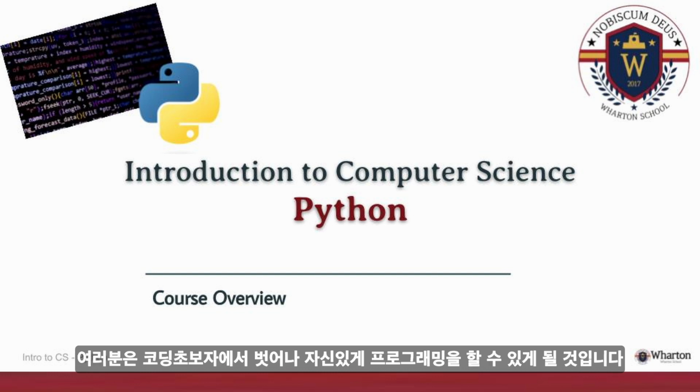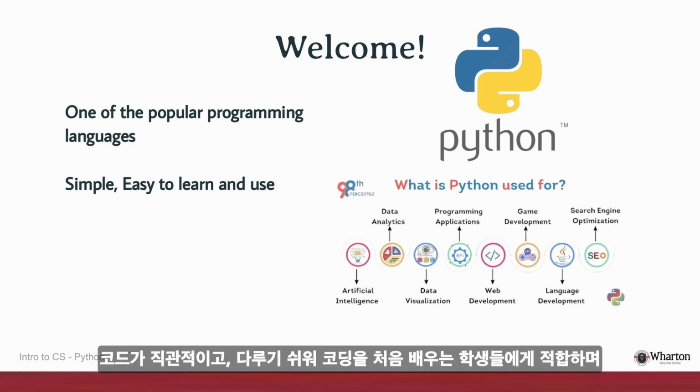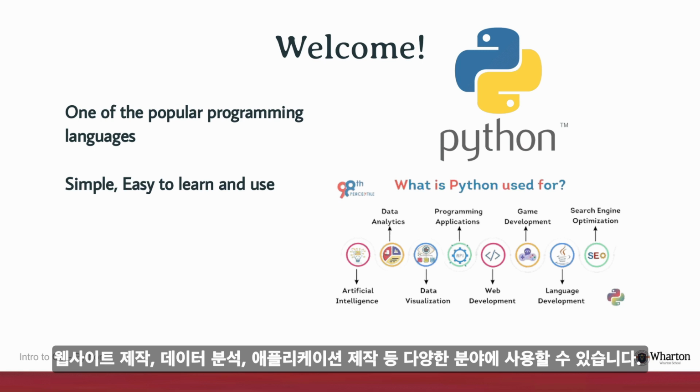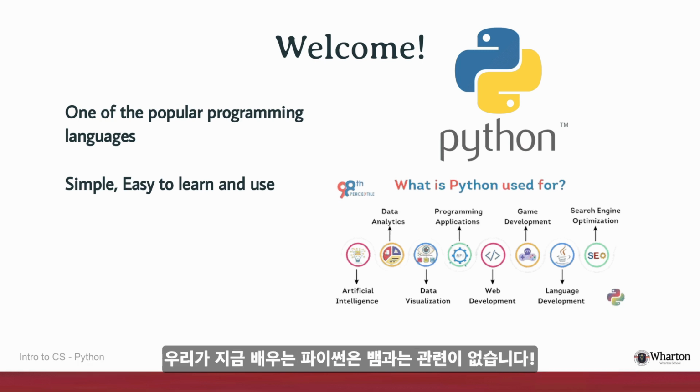You'll start as a beginner and soon be able to program confidently. Python is a simple programming language created by Guido van Rossum in 1991. It's easy to read and great for beginners, and you can use it for things like making websites, analyzing data, and creating apps. Fun fact, it's named after the Python snake, but this Python is all about coding.